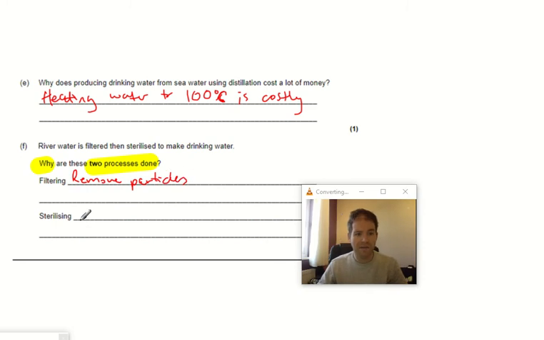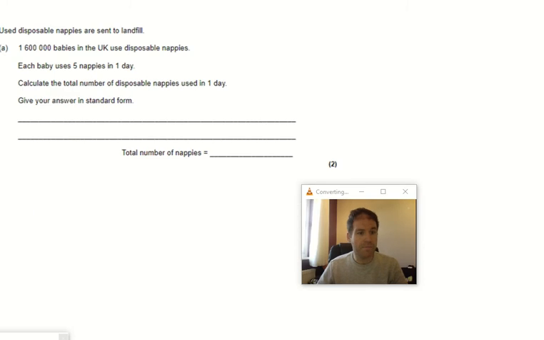And why do we sterilise it? That's going to kill any microbes. Okay, because potable water is free of bits, but also free of these microbes, bacteria and fungi. Okay, so remove particles, kill the microbes, those yucky microbes. We often use chlorine in our drinking water. That kills the microbes. Okay, next question.